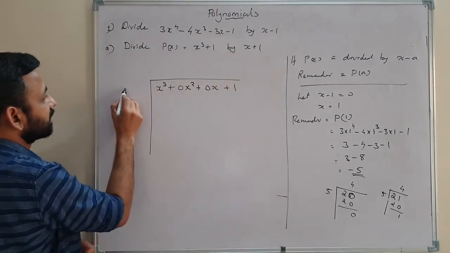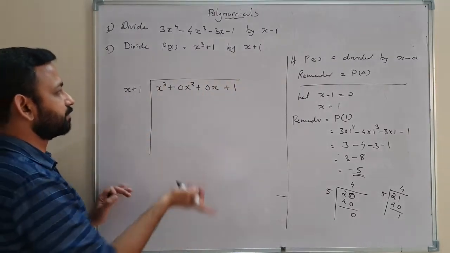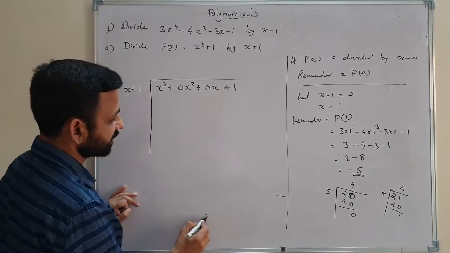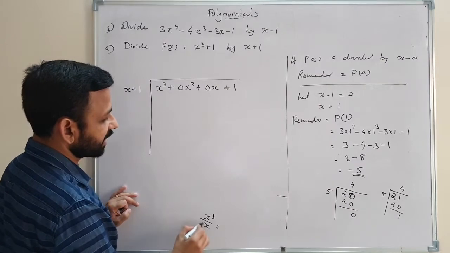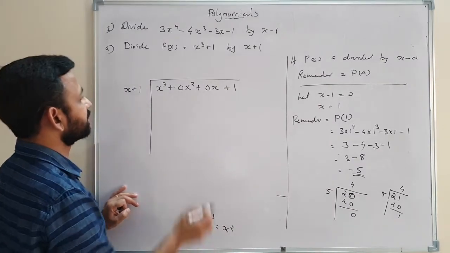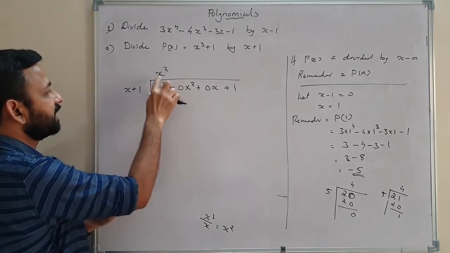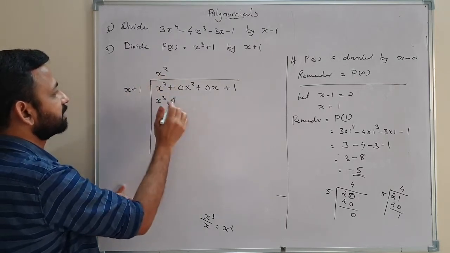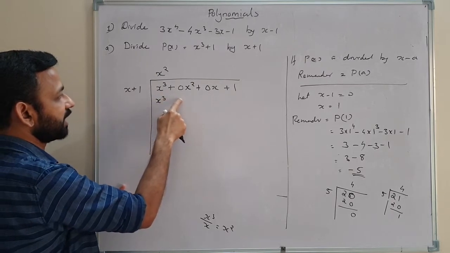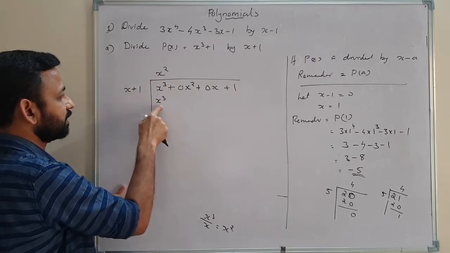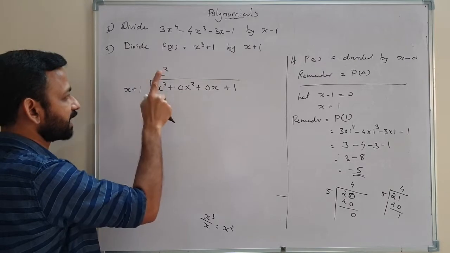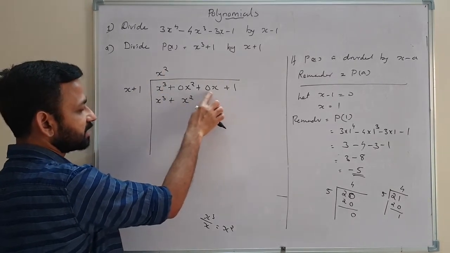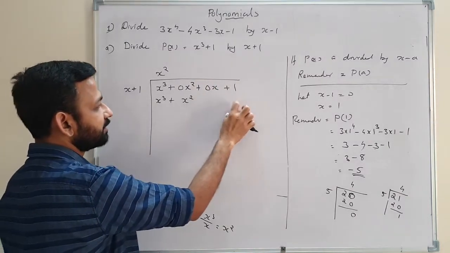Then here x plus 1. Then the same procedure: first term divided by first term, x cube upon x. X cube divided by x, x and x cancelled, so we will get x square. So we will write x square here. X square into x is x cube. X square into 1 is 1x square, we will write below the x square term. If you don't write these two terms here, then you have to write them separately.